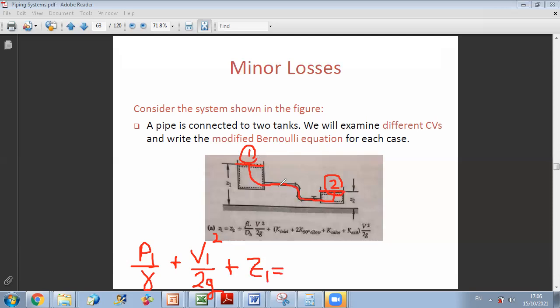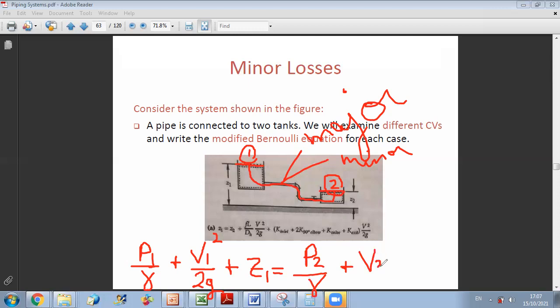Now, as you move from 1 to 2, you have a lot of losses. You have two types of losses in this problem. You should divide your losses into major losses and minor losses. Okay? So we will write that this is equal to P2 over gamma plus V2 square over 2g plus Z2 plus losses. Okay.